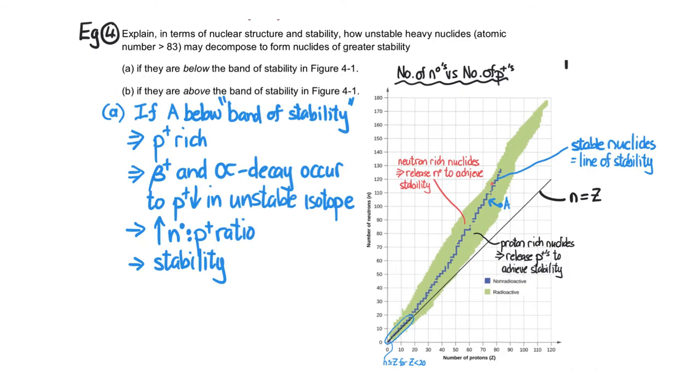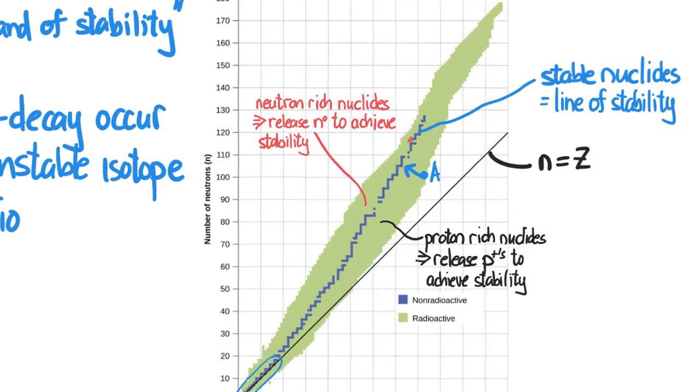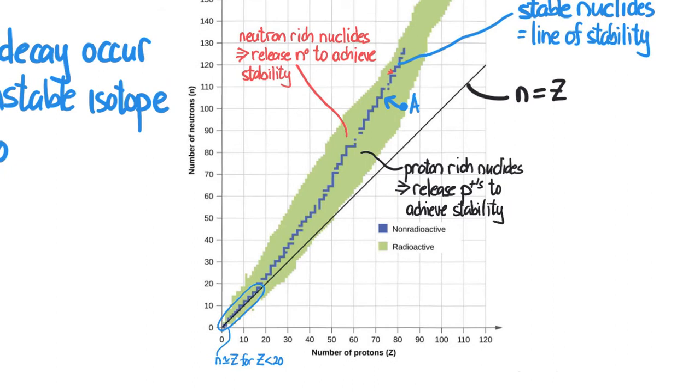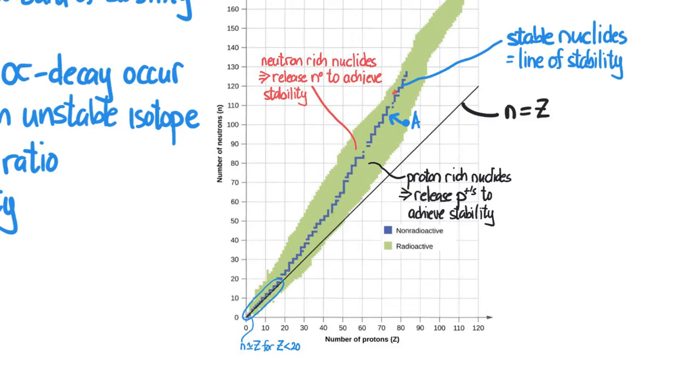So if we consider a nuclide, for instance A, that sits around here. So we see that A, if we go down, A's atomic number of protons would be around about 84, 85. We look here, but it's below the band of stability. The band of stability trend should go up there. So notice that A then is sitting in a proton-rich region of this graph, and so it's going to release protons to achieve stability. So let's explain this in detail.